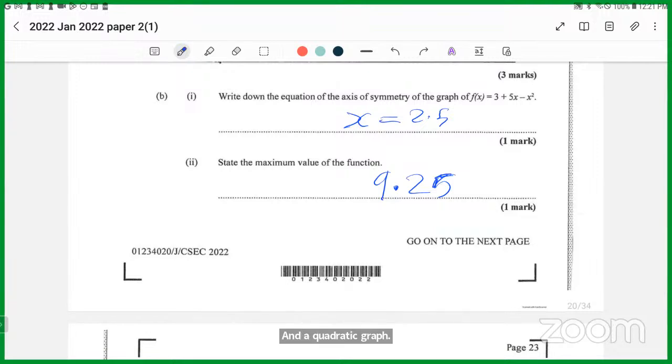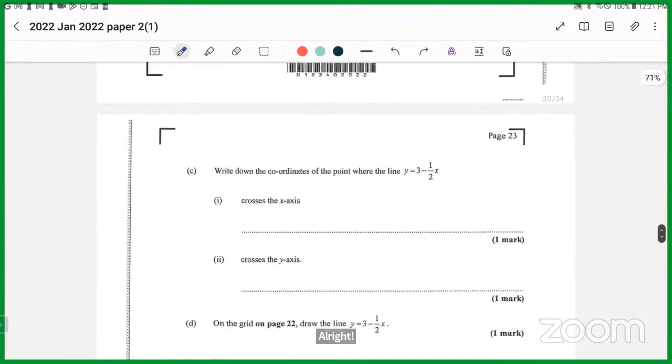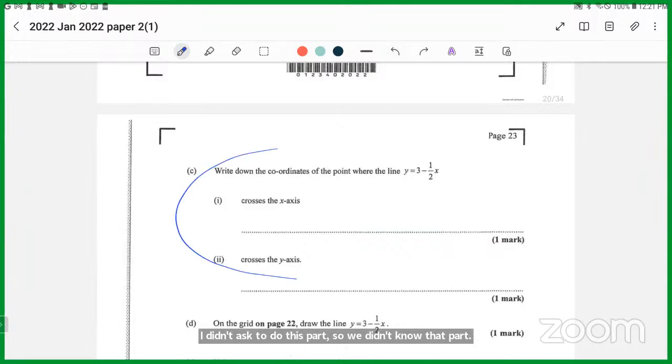All right. So I didn't ask you to do this part. We didn't even know that part. This is for when we do coordinate geometry. So we didn't even know that part.